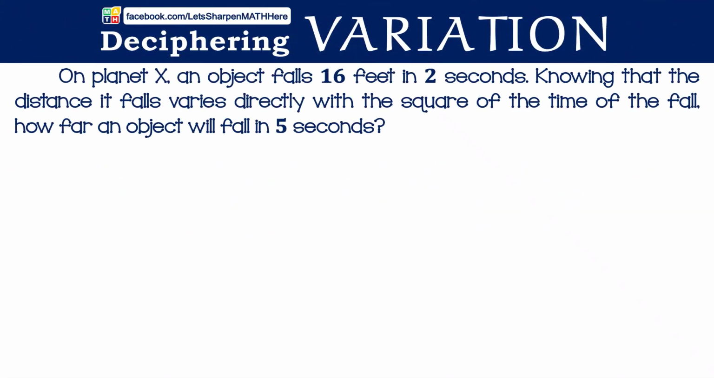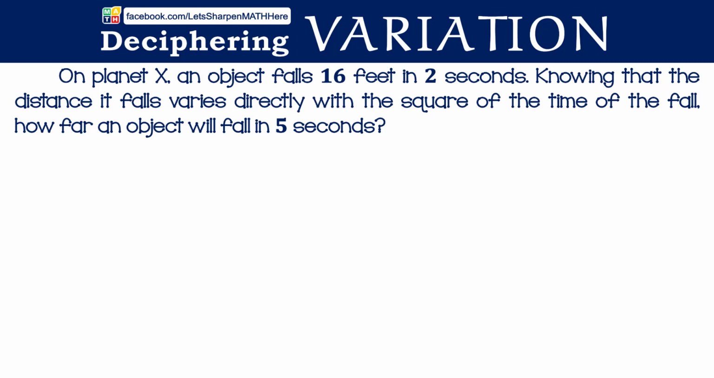On planet X, an object falls 16 feet in 2 seconds. Knowing that the distance it falls varies directly with the square of the time of the fall, how far will an object fall in 5 seconds?